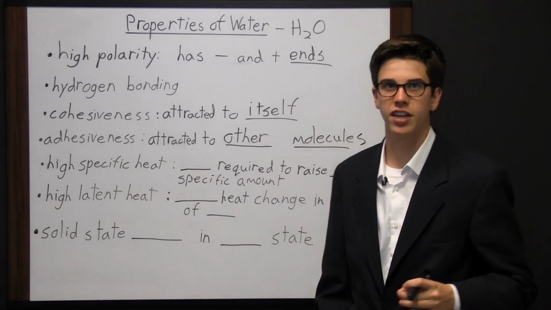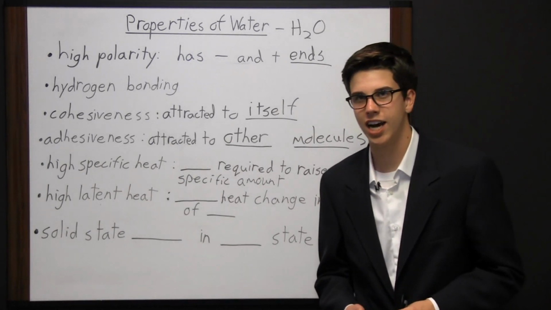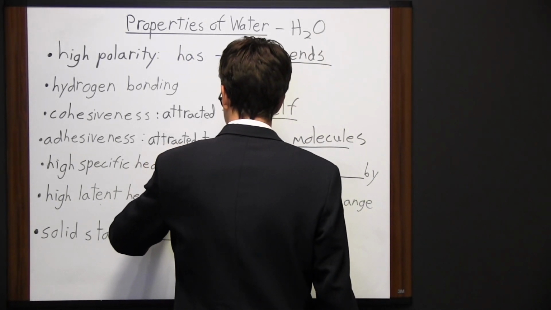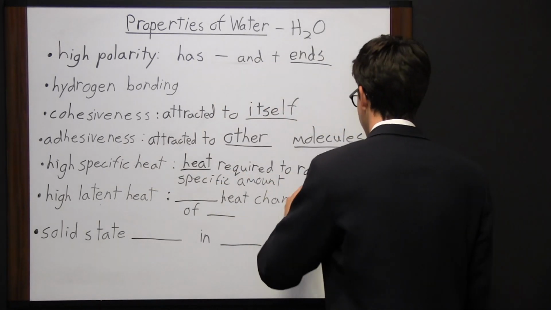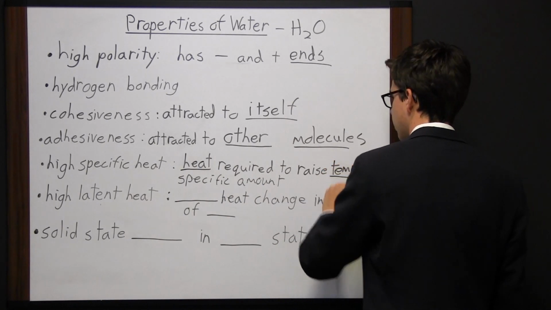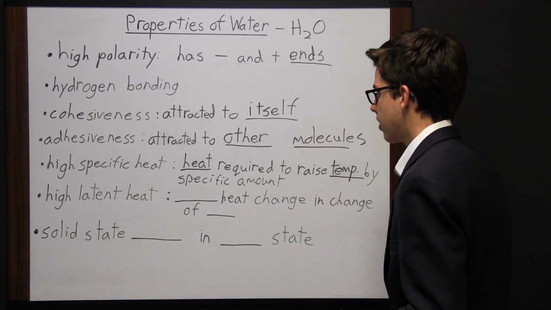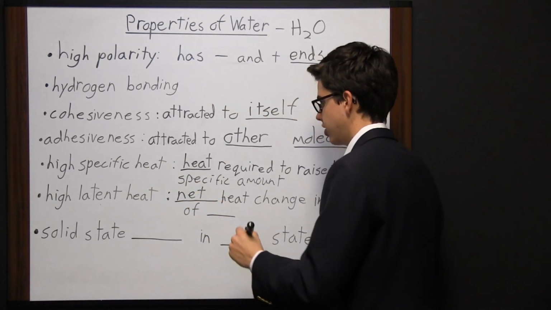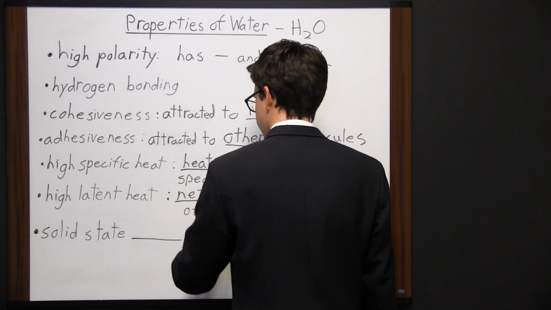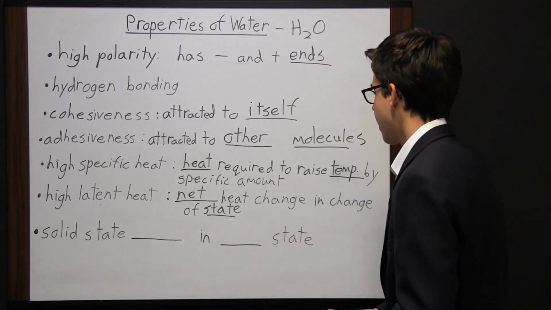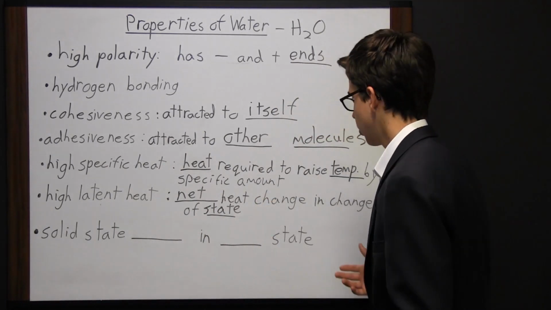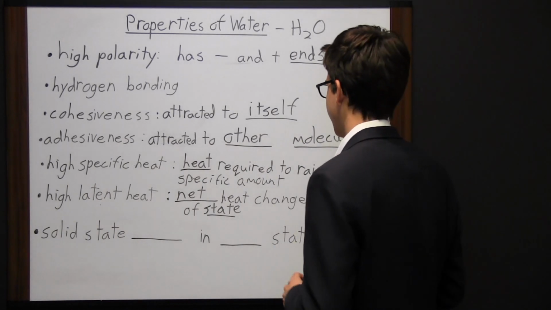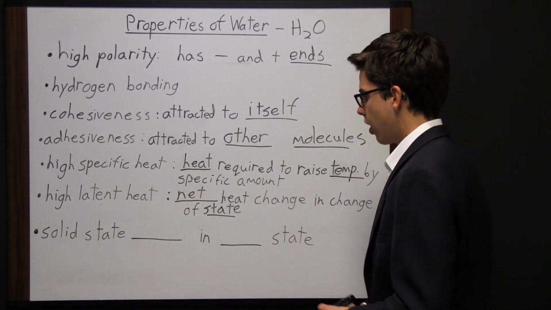Water has a high specific heat, which means it resists the breaking of its hydrogen bonds and resists heat and motion. So specific heat means that it has a large amount of heat required to raise temperature by a specific amount. This also kind of goes along with high latent heat, which is the net heat change in change of state. So basically when water changes from one state to another, that means there was a lot of heat either absorbed or put off. And so net heat change means how much heat was absorbed or exerted to do this change of state.